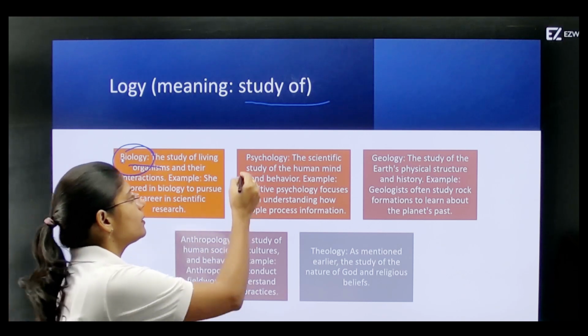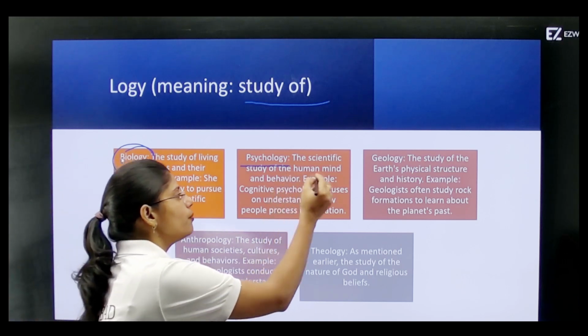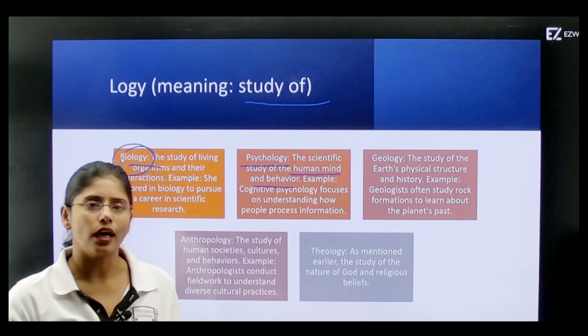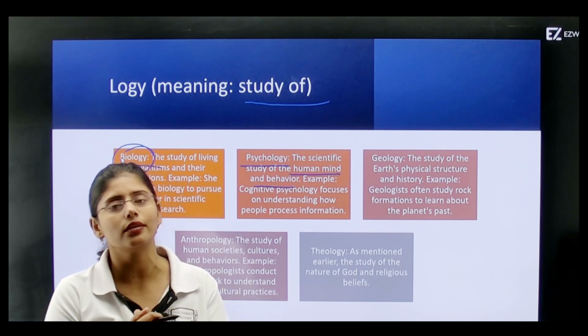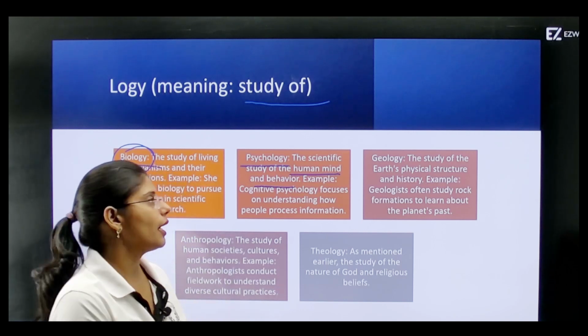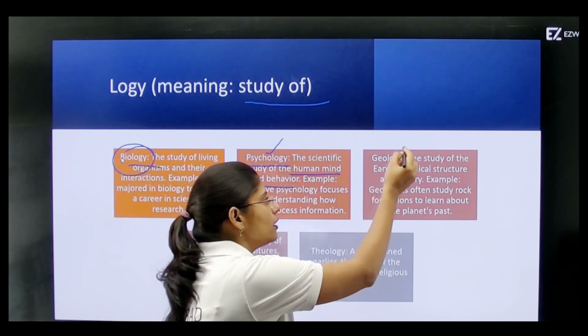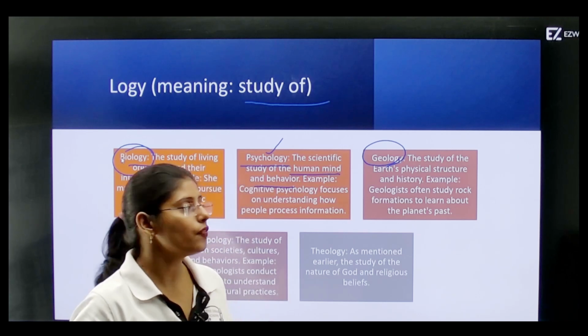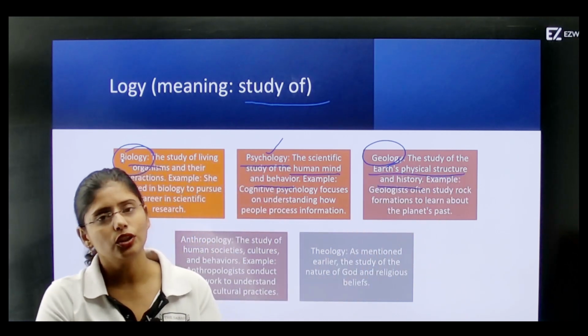The second one is psychology. Psychology means the scientific study of human mind and behavior, how they have evolved over a period of time and how they are interacting with others in societies. The third one is geology. Geology is the study of earth, its physical structure and history.